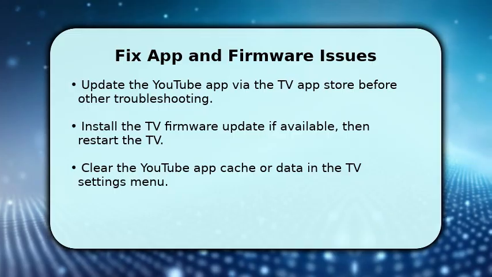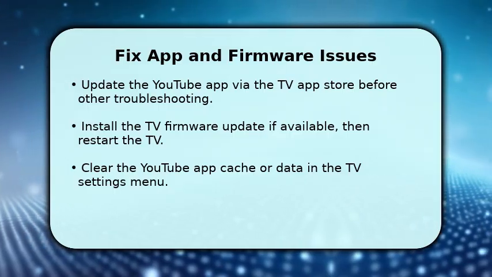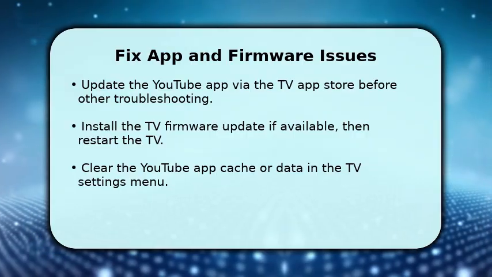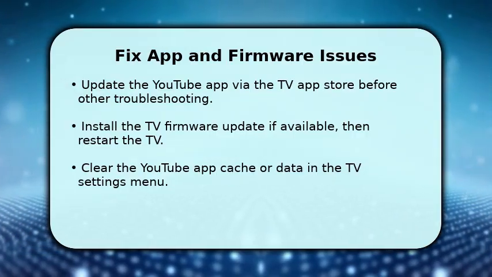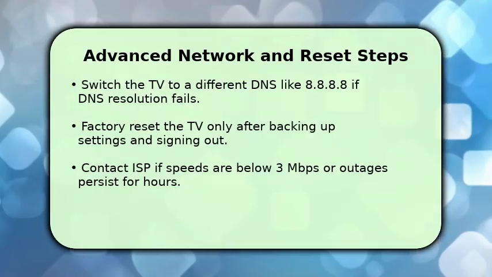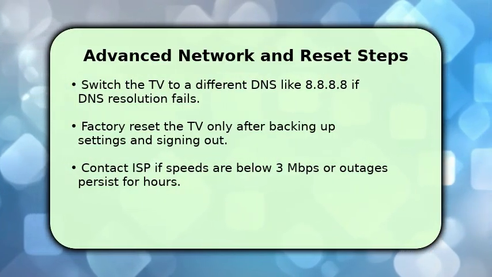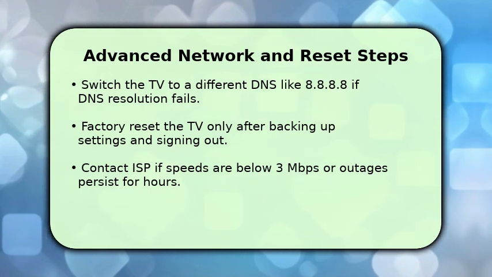Finally, clear the YouTube app cache or data in the TV settings menu to remove corrupted files, and if problems persist, try advanced network steps to restore streaming. Change the TV DNS to a public resolver such as 8.8.8.8 and test playback again.